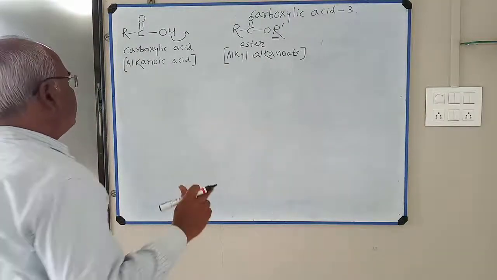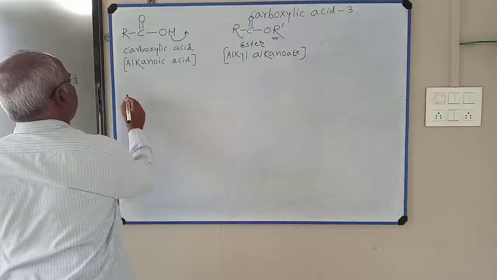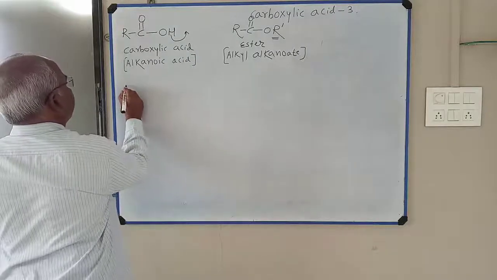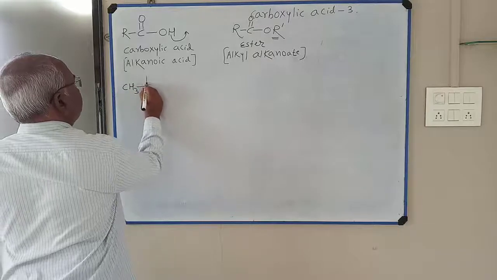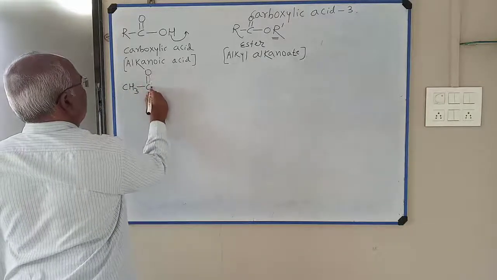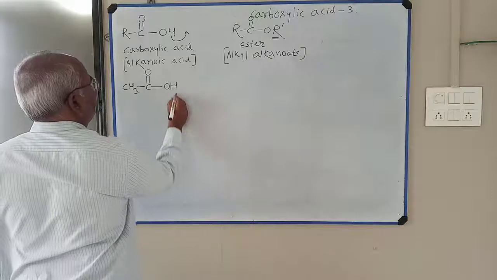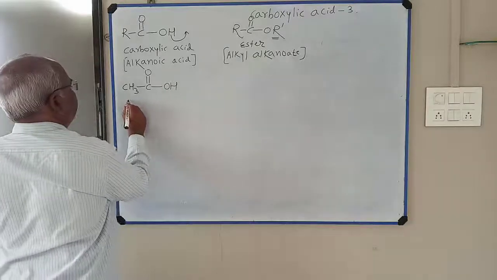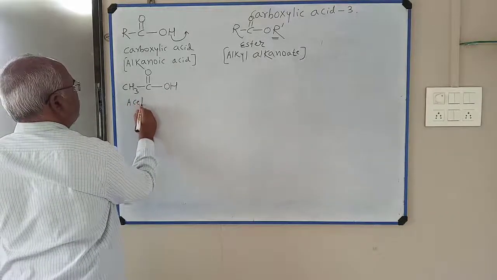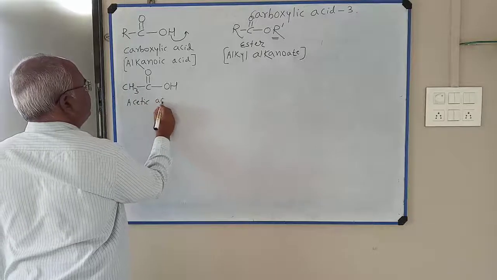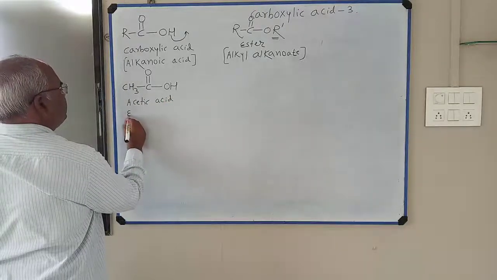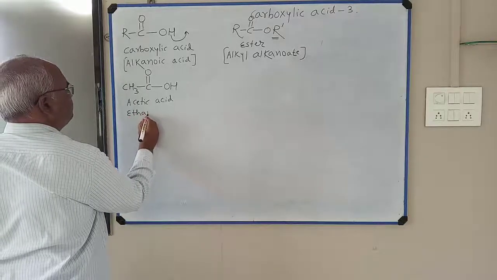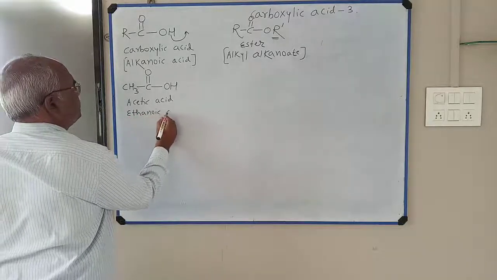Let us take another example of carboxylic acid. CH3 single bond C double bond O OH. This is acetic acid. Its IUPAC name is ethanoic acid.